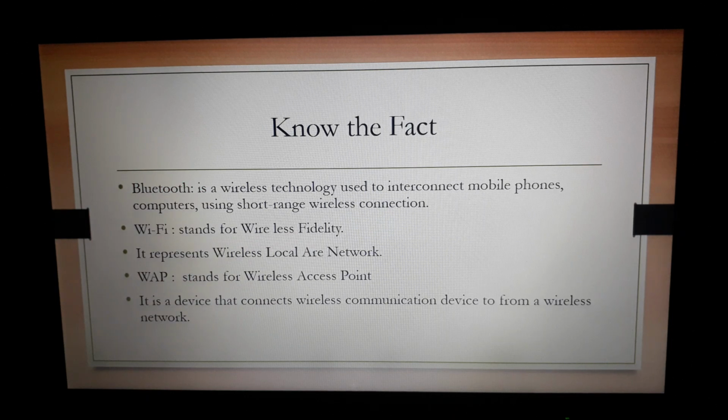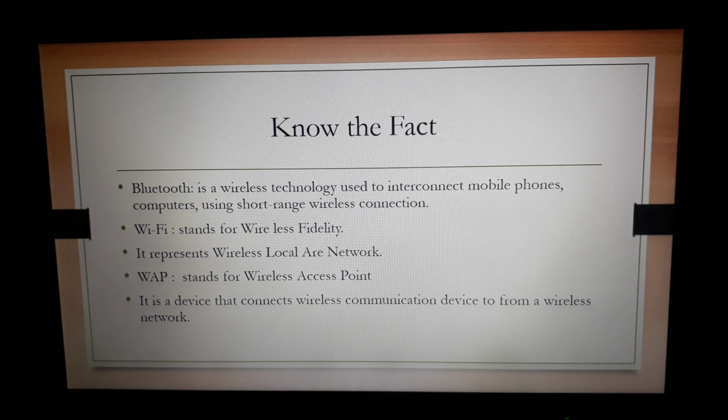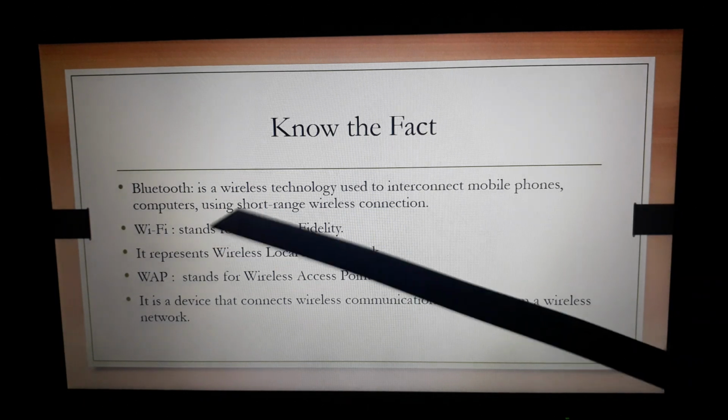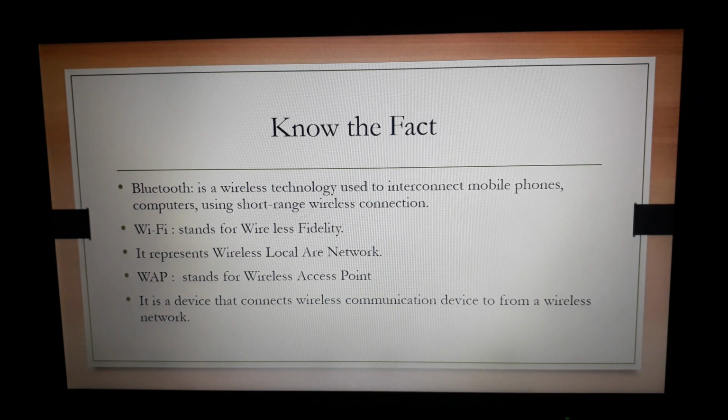Know the fact. First one is Bluetooth. I think everybody knows. Bluetooth is a wireless technology used to interconnect mobile phones and computers using short range wireless connection. Then Wi-Fi. Wi-Fi stands for wireless fidelity. It represents a wireless area network. Wi-Fi is also a very familiar term nowadays.